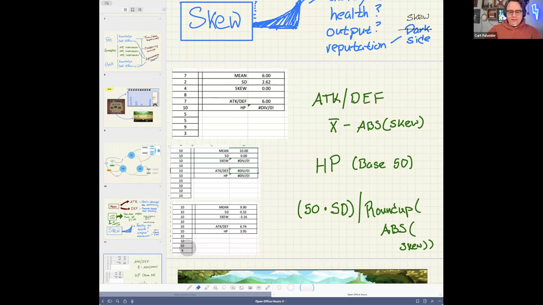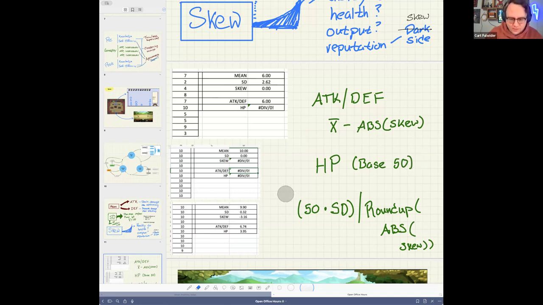Another trick might be a bunch of 10s and one 9. But the HP, which has a base of 50, that could be changed, is determined by 50 times the standard deviation. So we get a boost up, but then it's divided by the absolute value of the skewness rounded up.